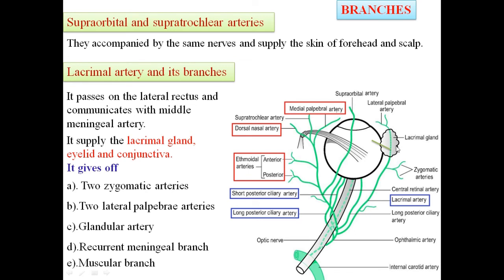And let us know about the glandular artery that supplies the lacrimal gland, the recurrent meningeal branches, and you can see that one more small branch is there. There is a muscular branch. This supplies the muscles of the orbit.